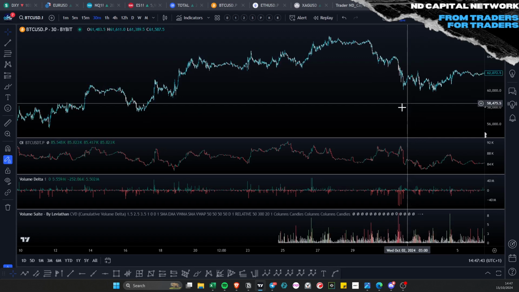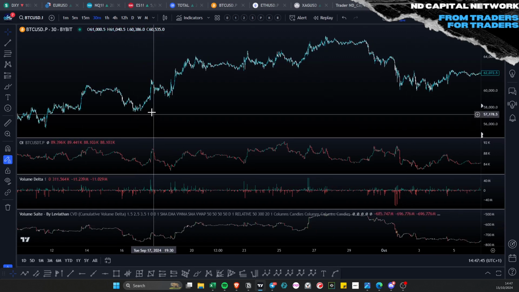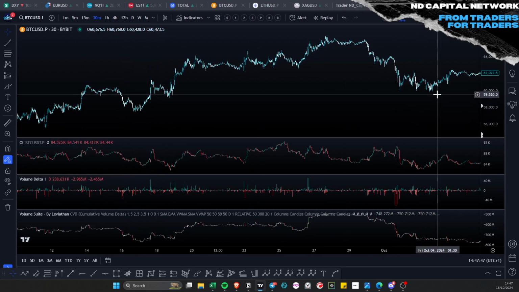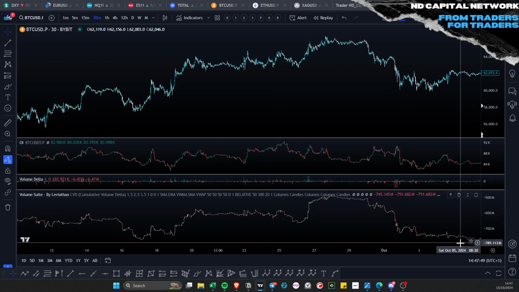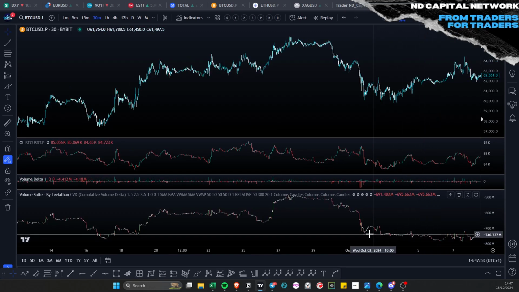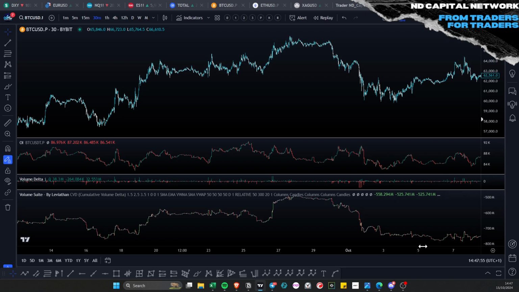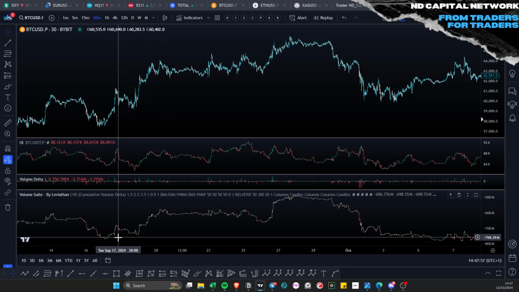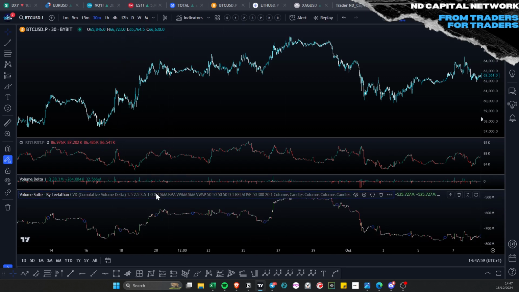So pretty much we should have a divergence between these lows, this one and this one. So what is price doing? Price made a lower low. Price is making these lower lows on the CVD. Okay, so someone is absorbing them, and this is the proof.